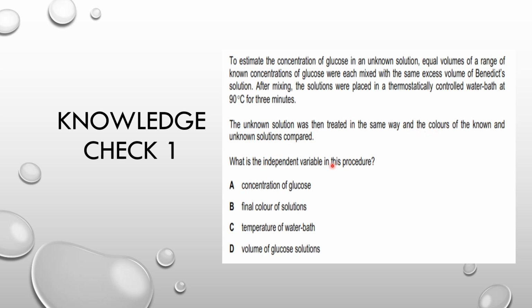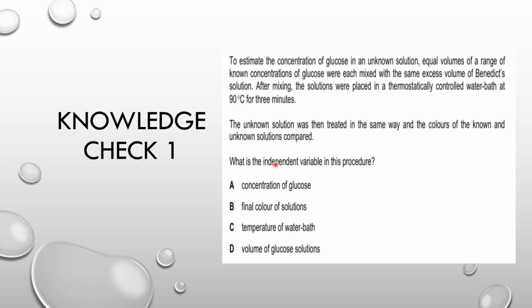What is the independent variable in this procedure? Remember, they said to estimate the concentration of glucose in an unknown solution, equal volumes of a range of known concentrations of glucose. I want you to pause the video and try to answer this question. But guys, if you are conversant with scientific experiments, you know that in every scientific experiment we have the independent variable. The independent variable is what you are investigating, that is what you change. You alter the independent variable.